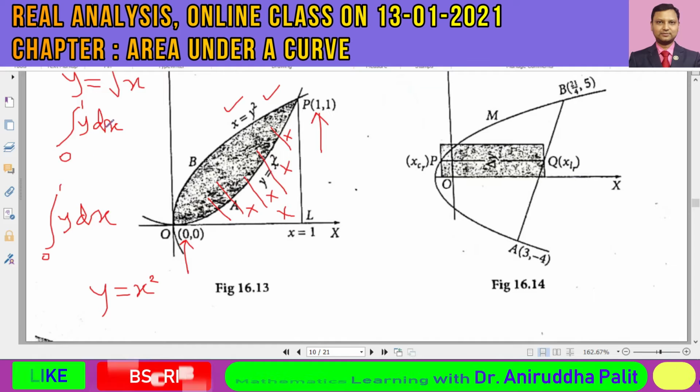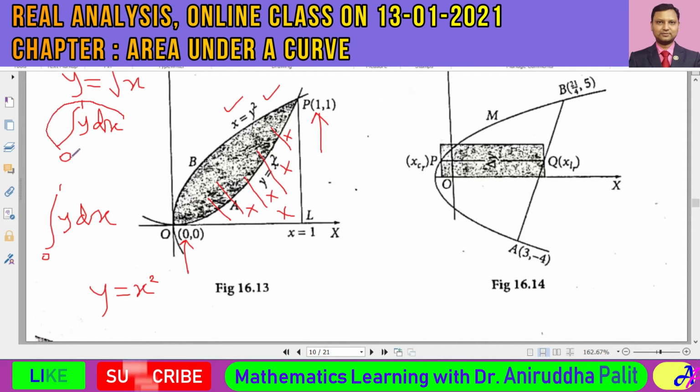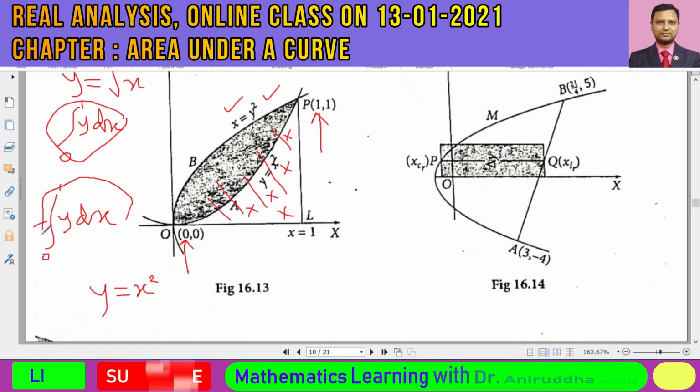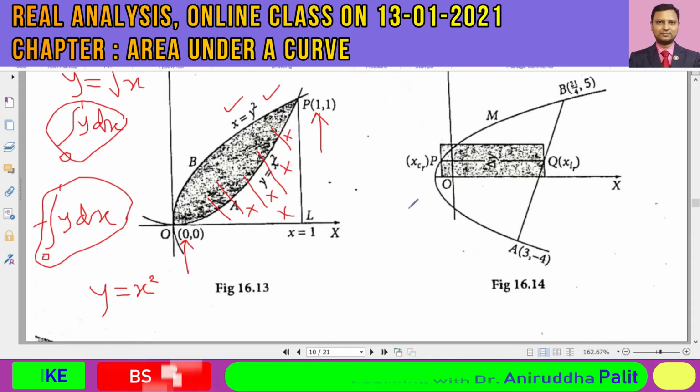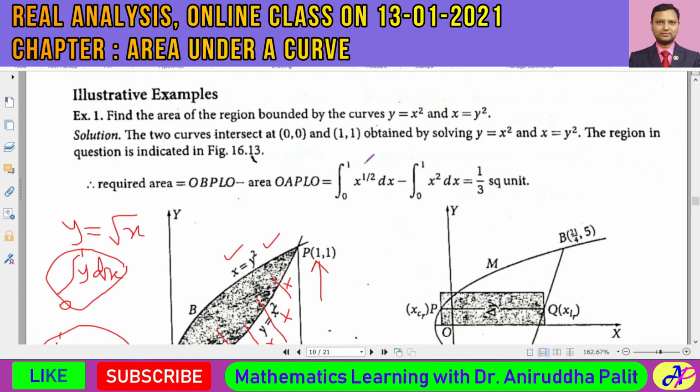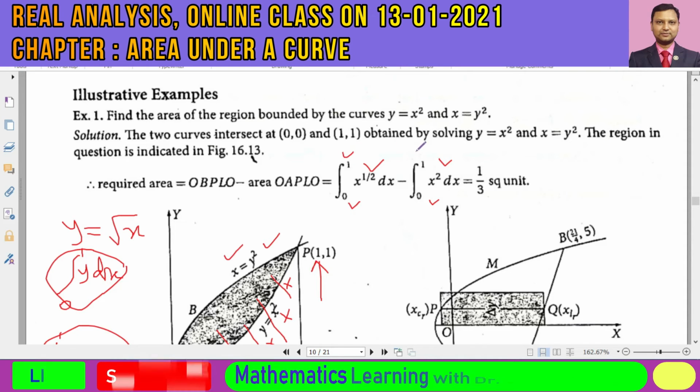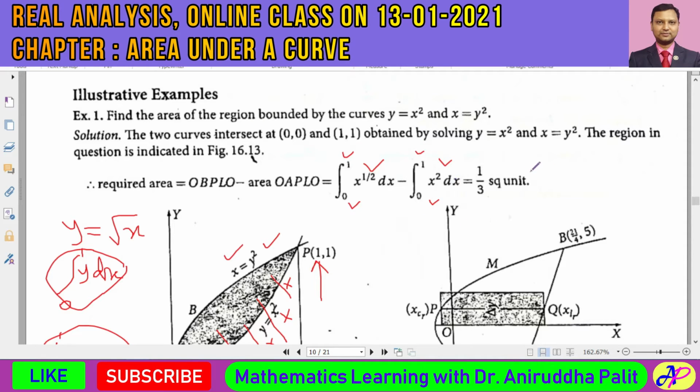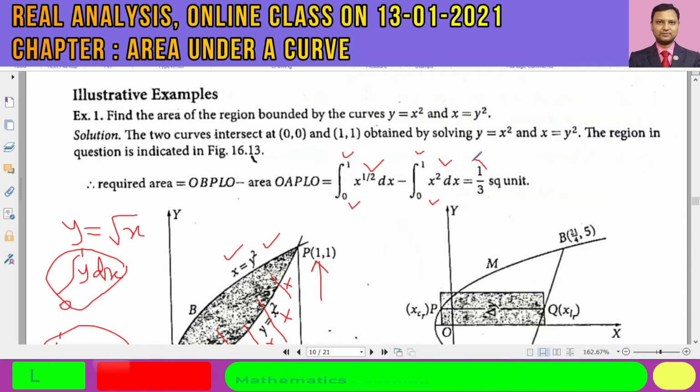Now, how to remove this area? From the first integral, just subtract the second integral. Then you will be able to find the area of this shaded region. So first integral minus second integral, that is the formula over here. This is the first integral and this is the second integral. The lower limit is 0 on both integrals, and the upper limit is 1. If you compute, you will get 1 by 3.